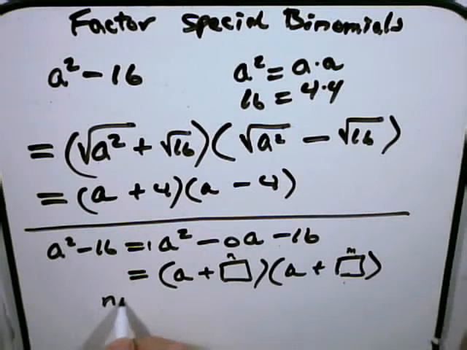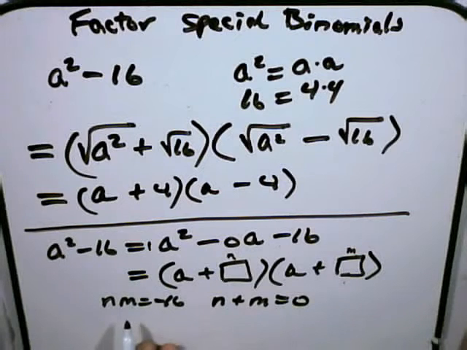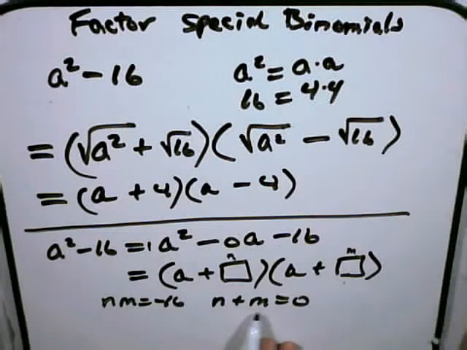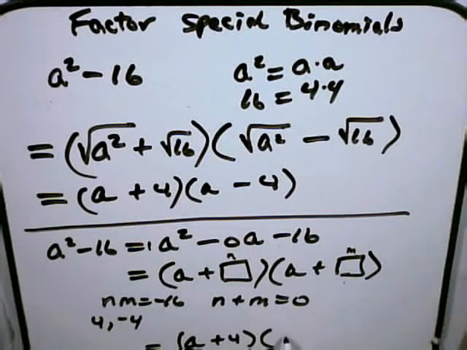Well, let's see. n times m equals negative 16. n plus m equals 0. Well, this simply means that the signs are opposite. When you combine two numbers with opposite signs and they sum to 0, well, they have to be the same number. One's positive, one's negative. We'd quickly find in our table that 4 and negative 4 work. And so we'd plug in the 4 and the negative 4 up here, and we'd get a plus 4 and a plus a negative 4, which is a minus 4. And look, that's exactly what we came up with.